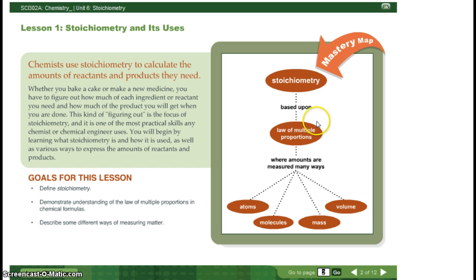So stoichiometry is based upon the law of multiple proportions, where amounts are measured in many ways: the amount of atoms, the amount of molecules, the amount of mass, the amount of volume. Remember, mass is kind of like weight. Volume is how much space it takes up.